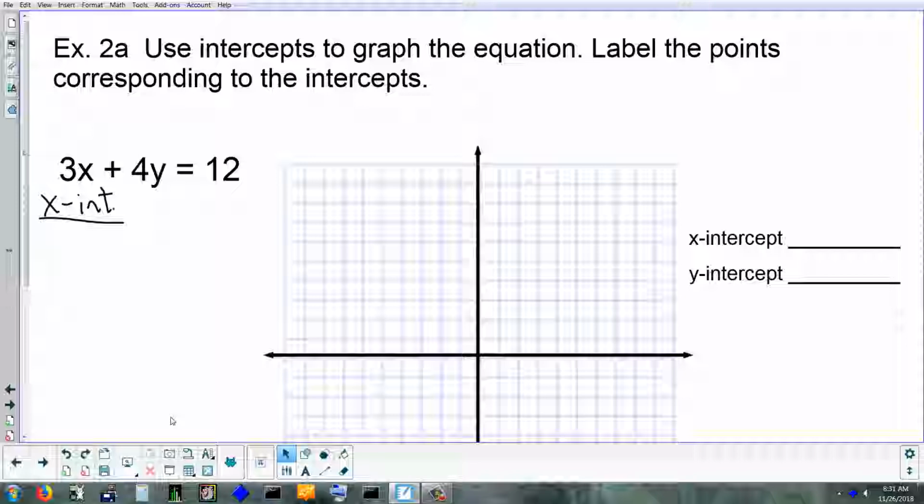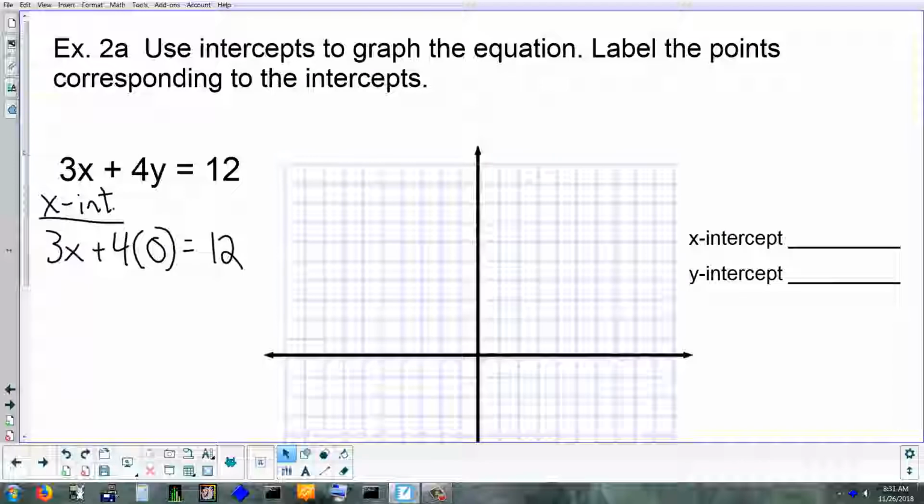Plug in 0 for y. All right, so let's write this equation out with 0 plugged in for y. Someone want to tell me how to do that and what I'm going to write, Yusuf? 3x plus 4 times (0) equals 12. You meant parentheses, right? Yeah. Sorry.